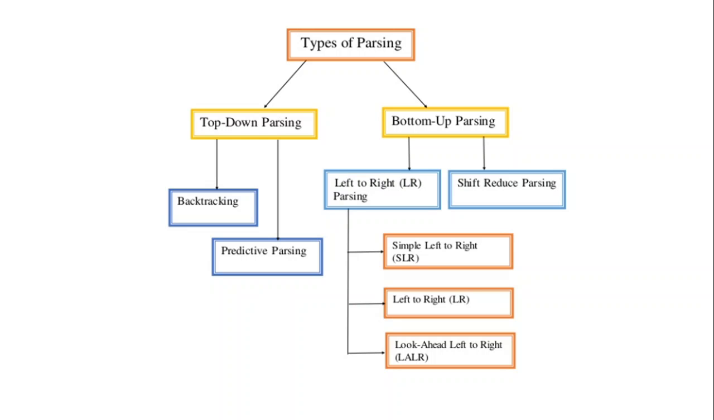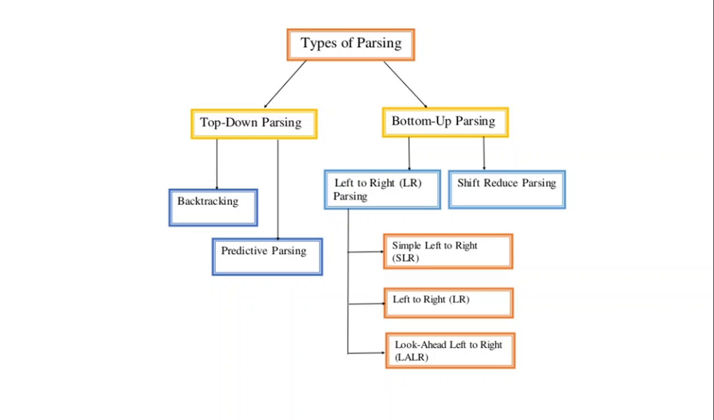The first thing we have to understand is that the parser does not use any ambiguous grammar. It means if the grammar is ambiguous, then we cannot use parsing techniques. It is not called a parsing technique if the grammar is ambiguous. That is the first thing you need to understand.